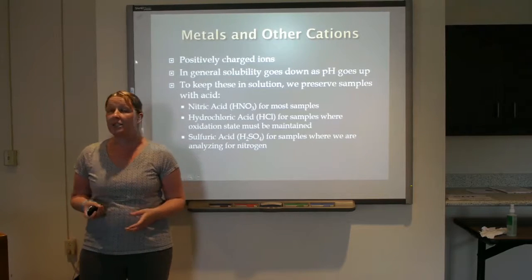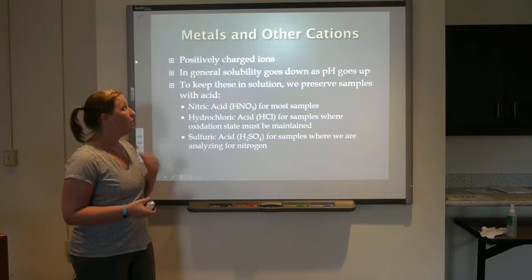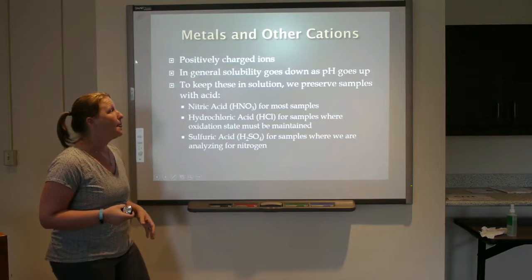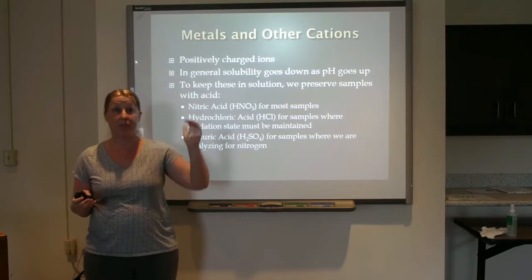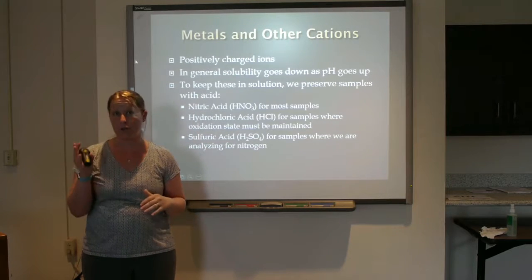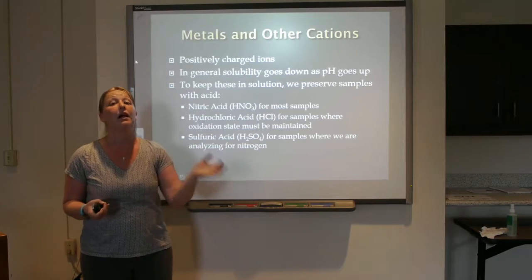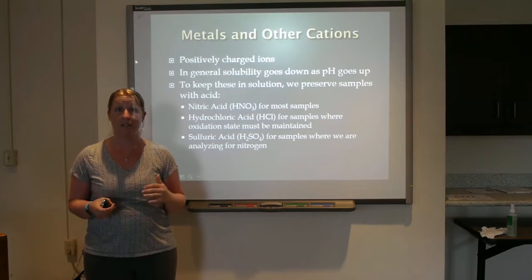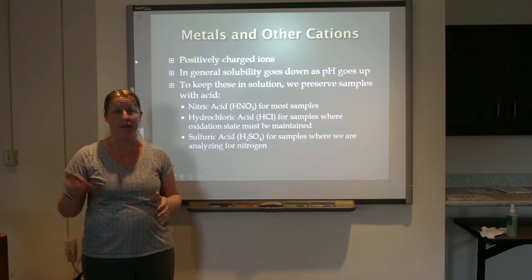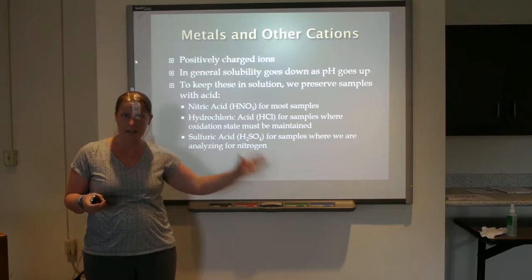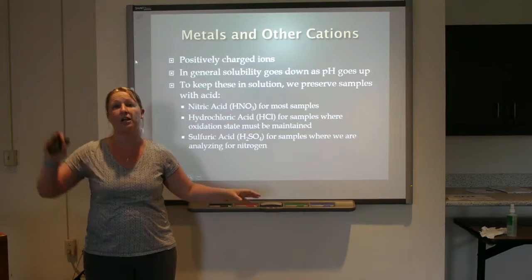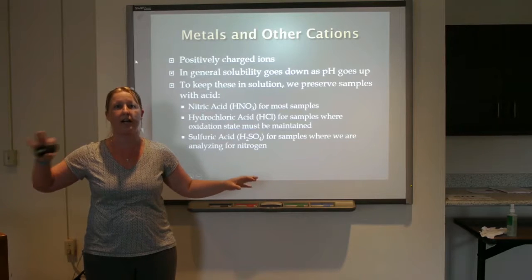When we talk about metals and other cations, these are positively charged ions. In general, the solubility goes down as the pH goes up. So what that means is that less of those metals can be dissolved in the solution as the pH rises. So you'll have a higher concentration dissolved in the water at low pH and a lower concentration dissolved in the water at high pH.